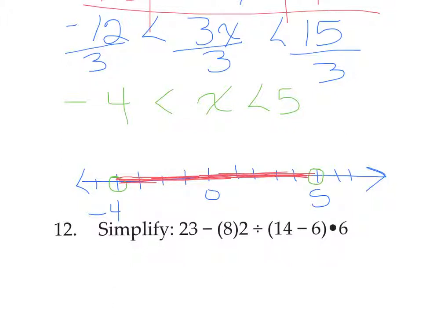The directions don't say interval notation, but we can practice the interval notation. The left boundary is negative 4 and it's open. The right boundary is 5 and it is also open. So that's the interval notation for this graph.